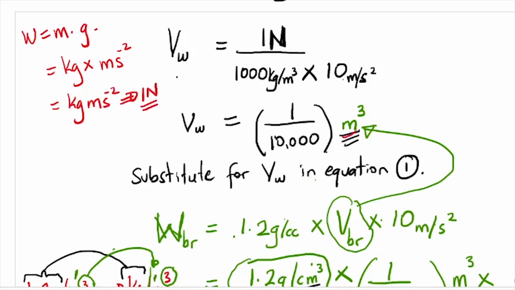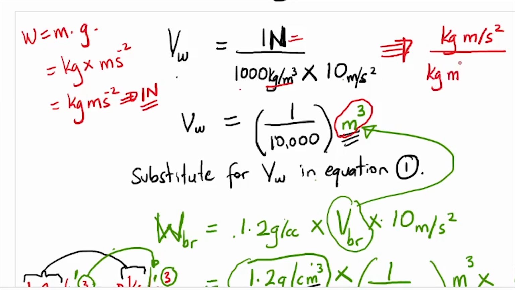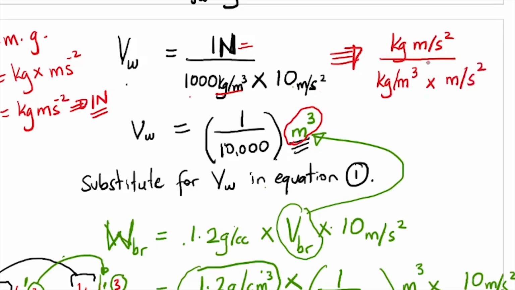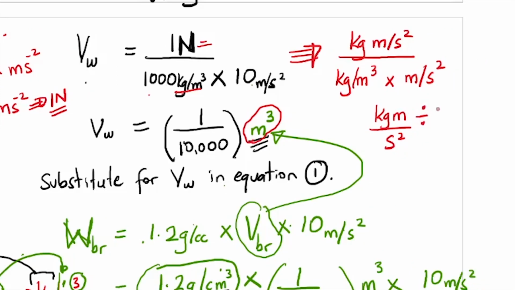So how do we come to meters cubed here? This newton is the same as kilograms meters per second squared. Divide that by, down here we have kilograms per meter cubed. Multiply that by this thing here, which is meters per second squared. So when we sort all this out, this becomes kilograms meters over second squared, divided by kilograms over meter cubed, multiplied by meters over second squared. This is how this turns out.